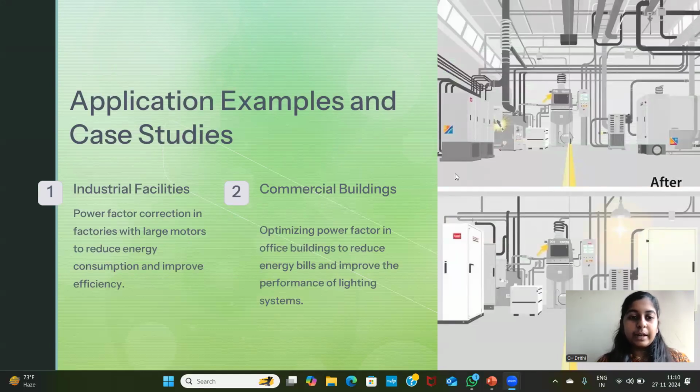So let us know some applications of these. Industrial facilities. Power factor correction in factories with large motors to reduce energy consumption and improve efficiency. So the major thing is we need to increase the power factor to safeguard our equipment and also decrease our electricity bill. Commercial buildings. Optimizing power factor in office buildings to reduce energy bills and improve the performance of lighting systems.